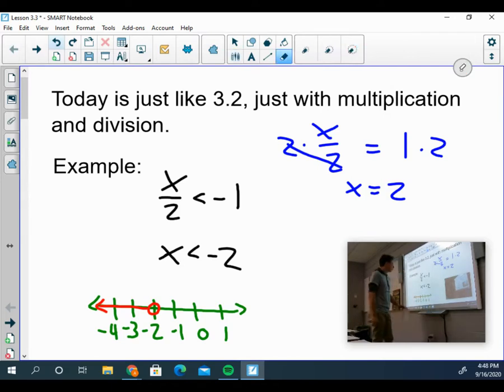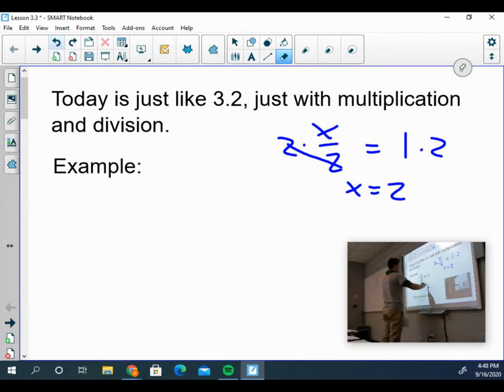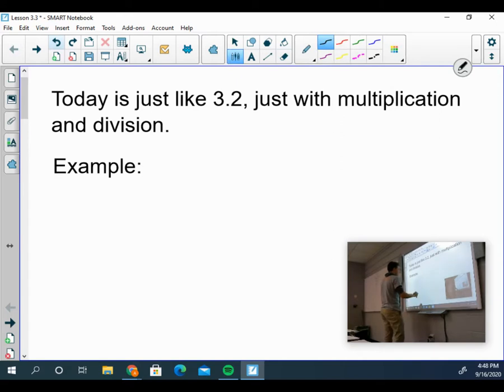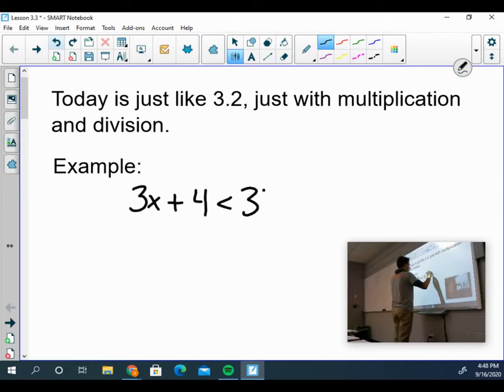Okay, so we've done this. Let's do another example for you all. Let's say I had 3x plus 4 is less than 31. 3x plus 4 is less than 31.